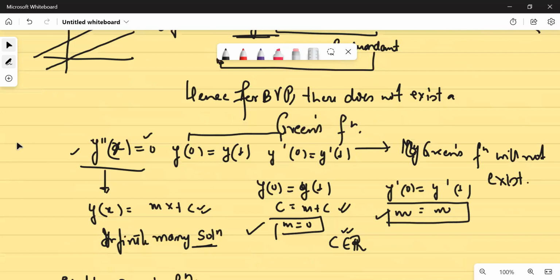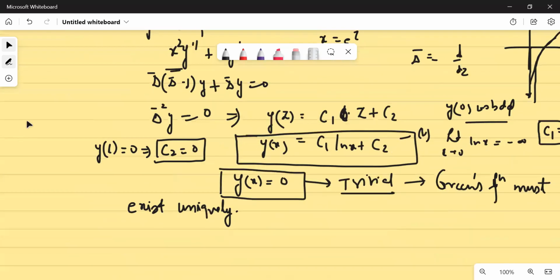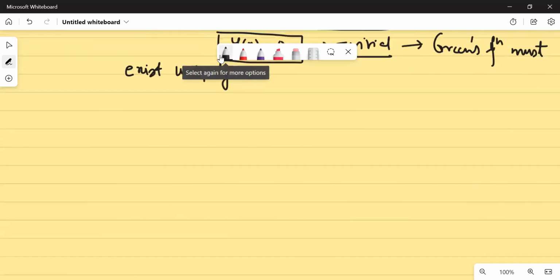Okay, I hope this is understood. Now, if I try to find what the Green's function would be, you know that the Green's function would obviously satisfy the differential equation.